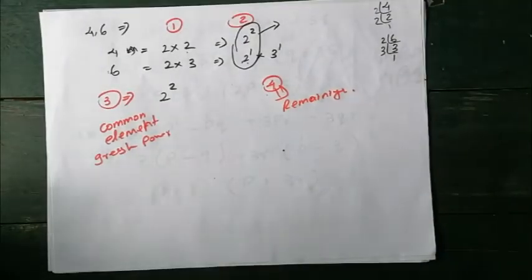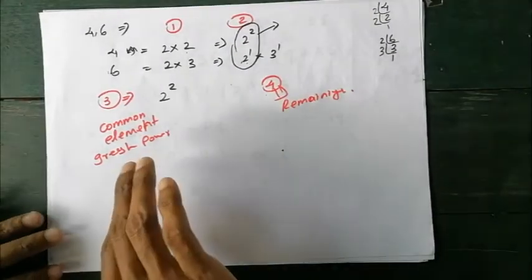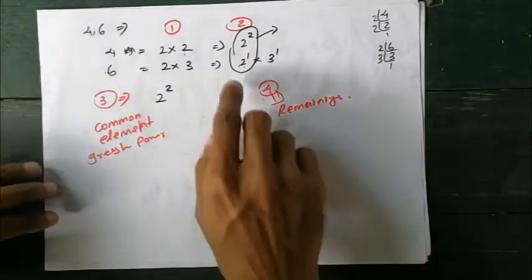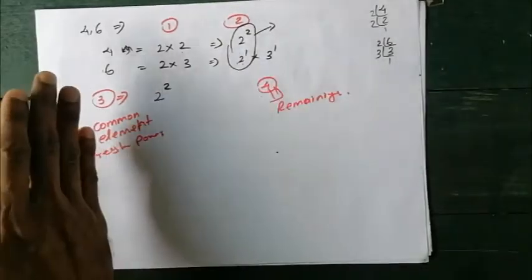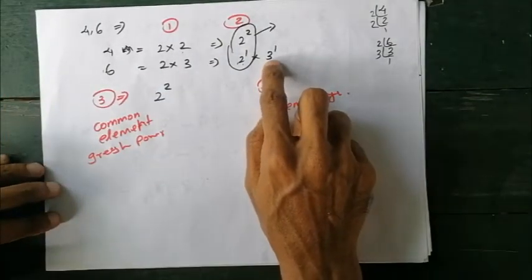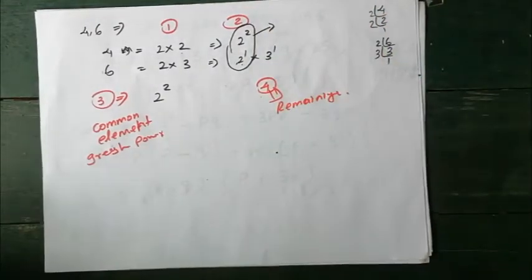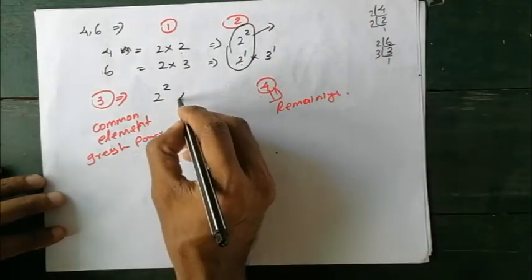If you take the common, the rest are called the remaining. So here we have these 2 are common, the remaining is 3. All the remainings come to the LCM. So what is the remaining we have? 3.